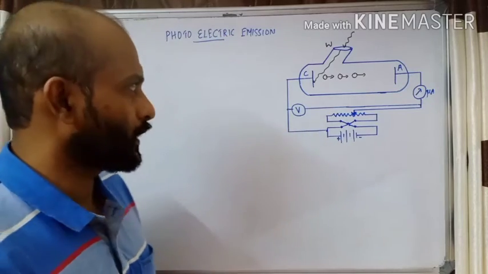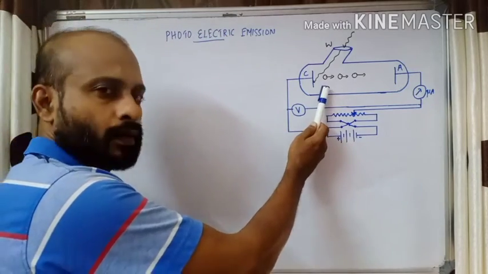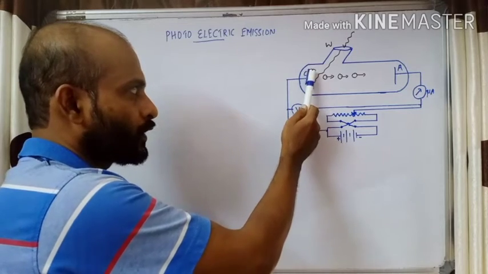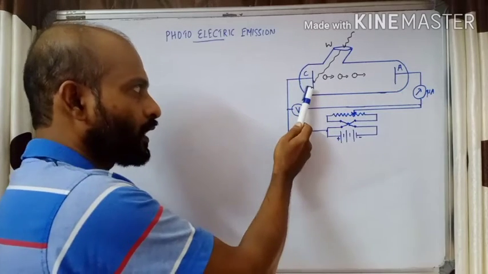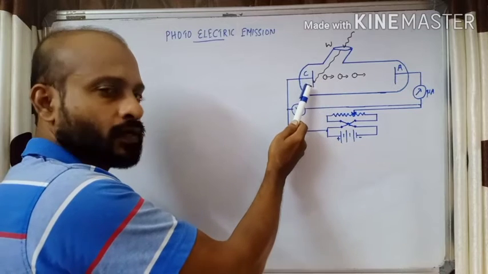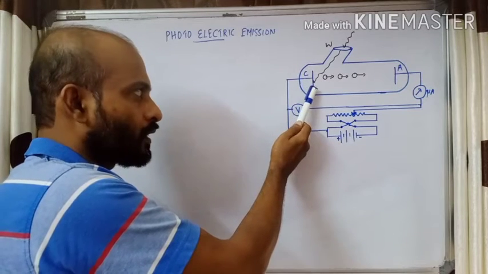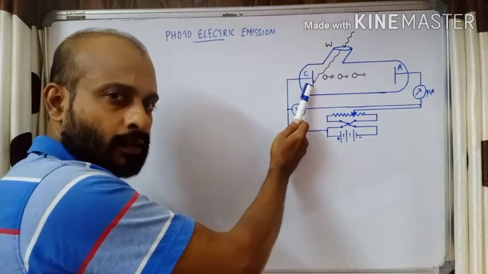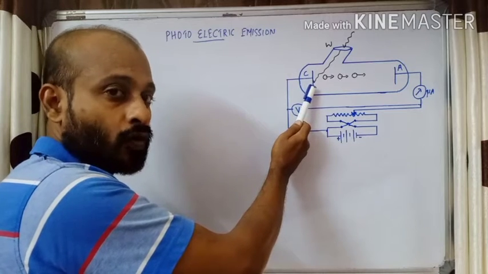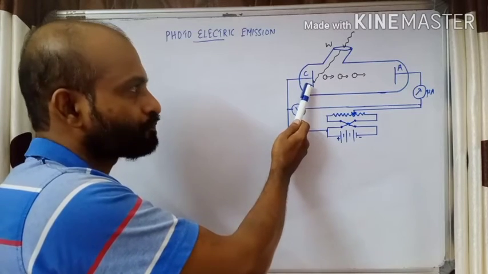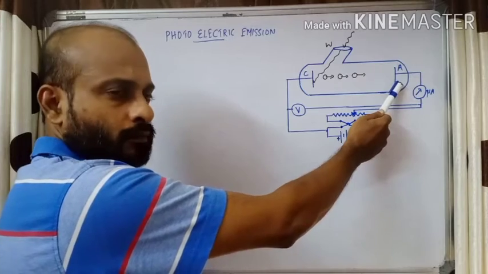Now we have the experimental arrangement. This is an evacuated glass chamber. It contains two metal plates. This is called the emitter metal. It contains the photosensitive surface. It may be coated with zinc, lithium, sodium, potassium, etc. They are photosensitive metals. This is the collecting electrode.